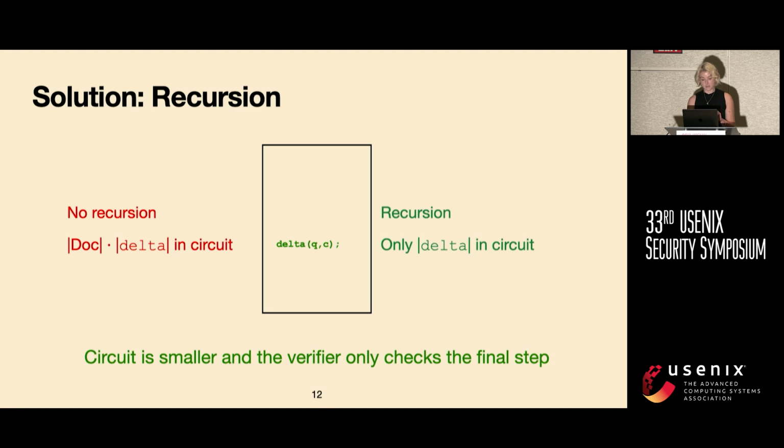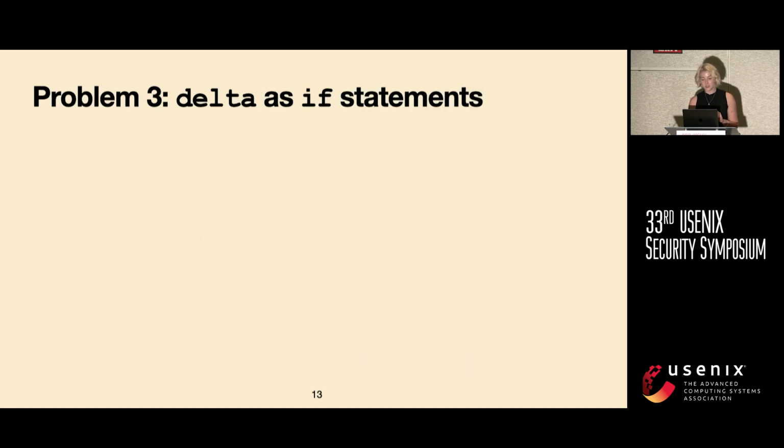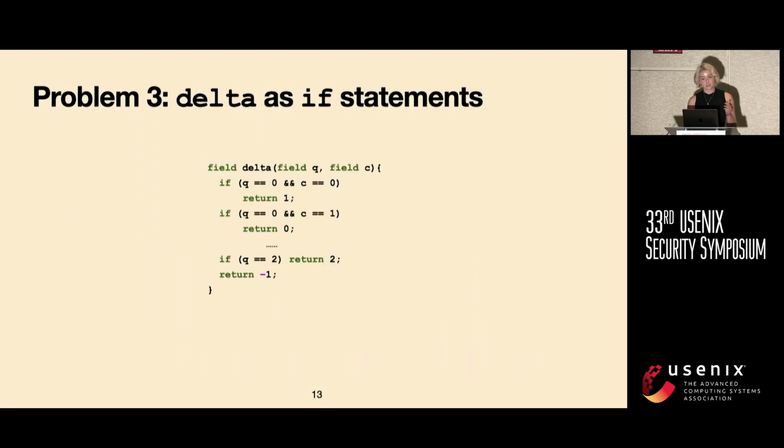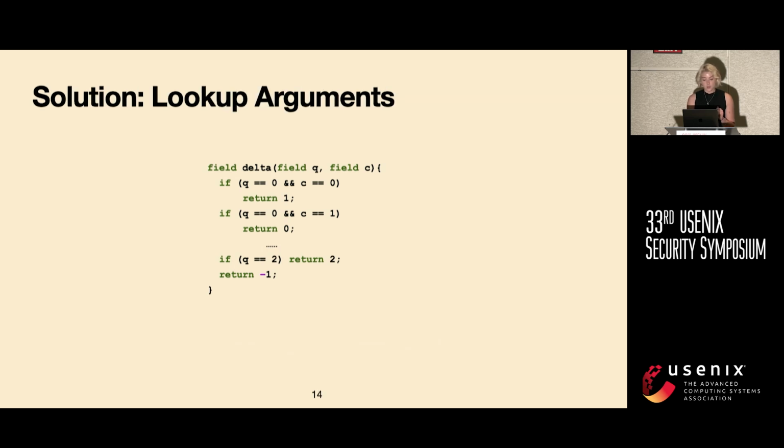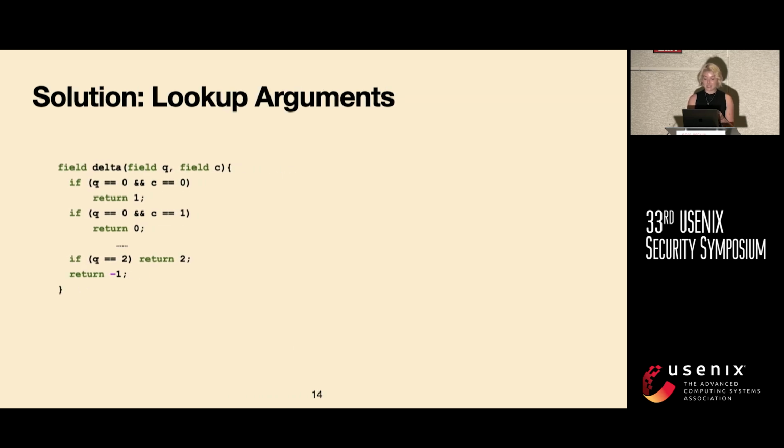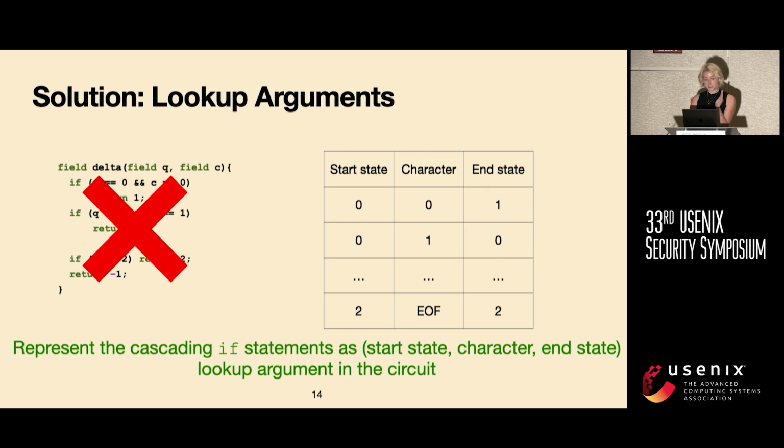This is great for memory. But what about if the delta function itself is expensive? And unfortunately, representing the delta function as a series of cascading if statements is really expensive. In particular, it's going to require on the order of size of alphabet times size of automata constraints. Our solution? We replace this series of cascading if statements with a start state, character, end state lookup argument in the circuit.